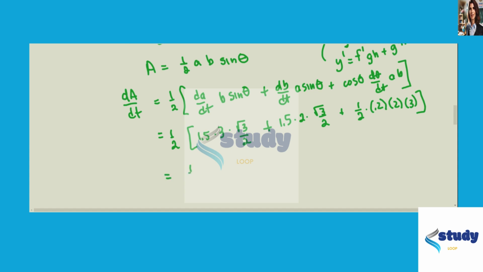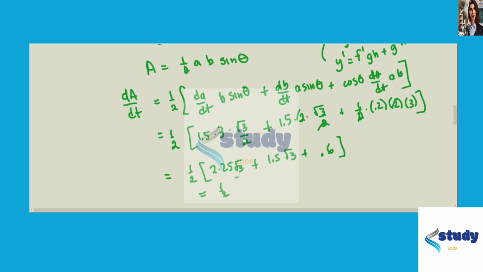I can set it up a little bit more. 3 times 1.5, that's 4.5. Divide by 2, that's 2.25 square root of 3. Plus this one is 1.5 square root of 3. Plus this one is, those cancel. 3 times 0.2, so 0.6.